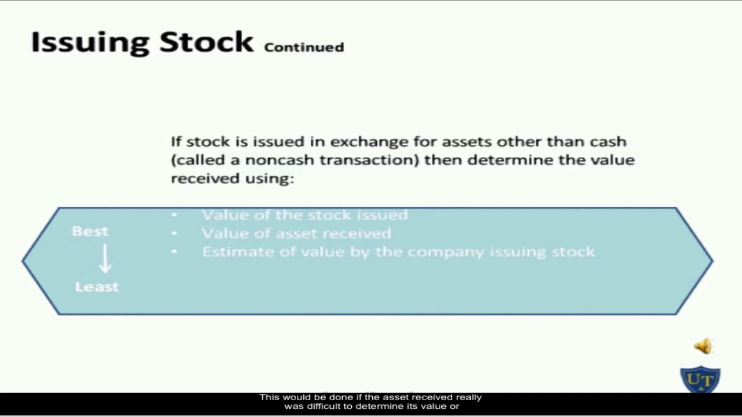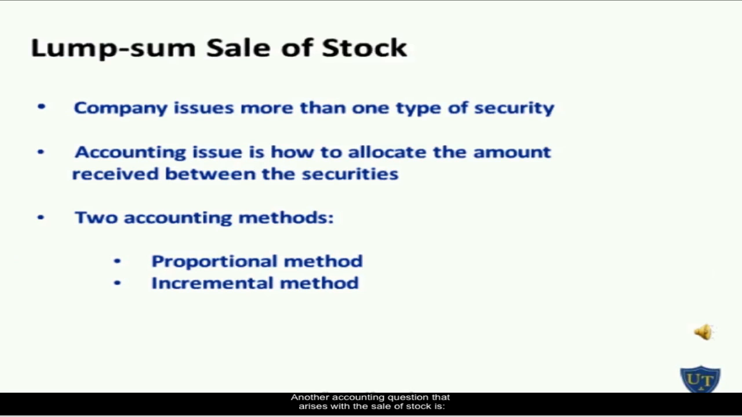This would be done if the asset received was difficult to value, or you weren't sure what the value of the stock was. Another accounting question that arises with the sale of stock is, what if the company issues more than one type of security? In that situation, the accounting issue is, how do we decide how much of the value received goes to each type of security?